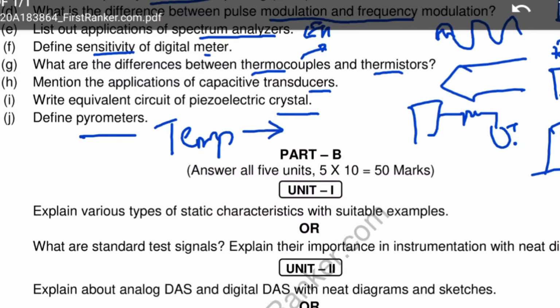Pyrometers are used to measure temperature without contact. We use them for temperature measurement purposes. Coming to Part B, what are the questions we have?